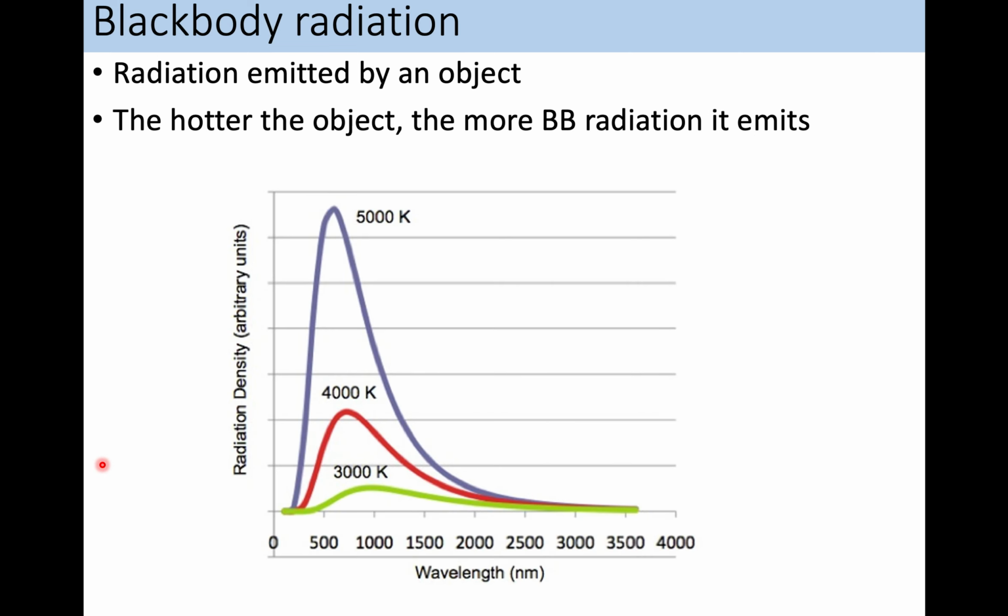So here is an example of radiation emitted by 3 different objects. We have the purple line, the red line, and the green line. The hotter an object, the more blackbody radiation it will emit. When we see these blackbody curves, we're always looking at wavelength along the x-axis, and the radiation density, in terms of how much radiation, on the y. Here we see the purple curve is hotter at 5,000 Kelvin, and it also is emitting more radiation. You see that this is much higher than, say, the radiation emitted by the green line, which is much lower.